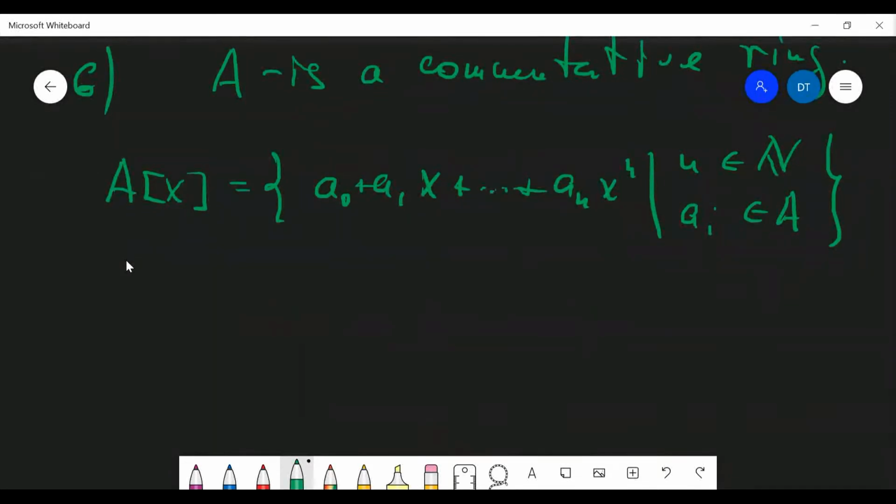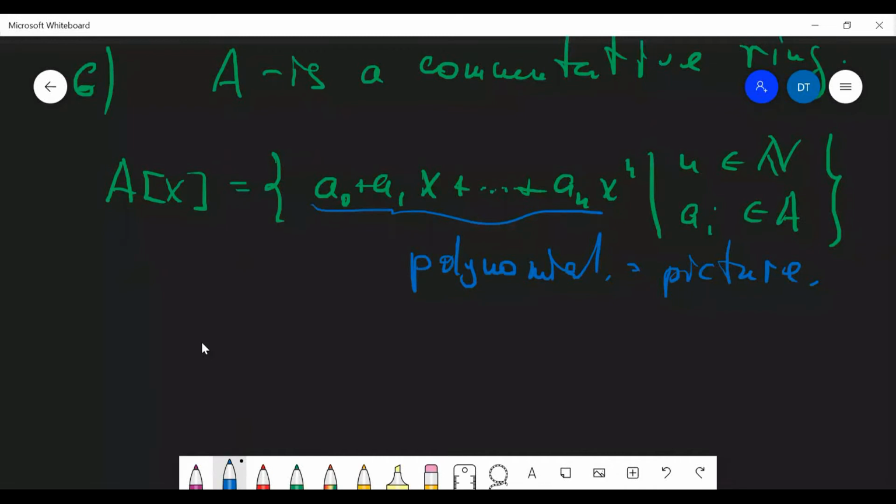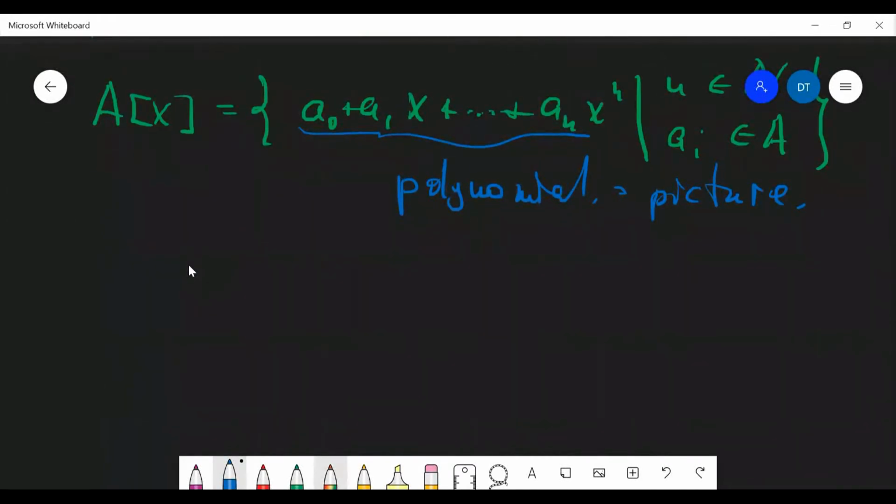Each picture is called a polynomial. So just a picture. Now, when we have the set of these pictures, a bit later I will explain why I treat the polynomials as pictures and not as functions. You will see the reason, but before doing that, I want to explain how to define the operations here. Well, it's clear how to do that. You just use the usual operations.